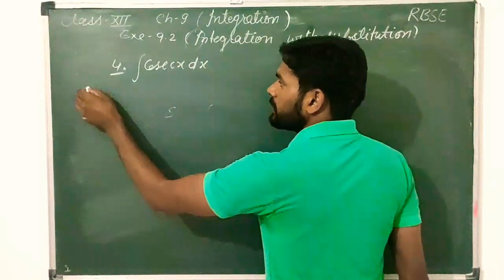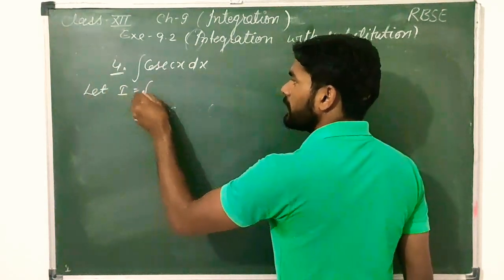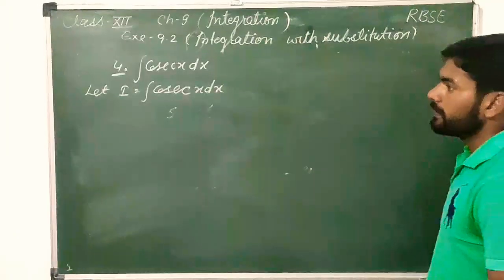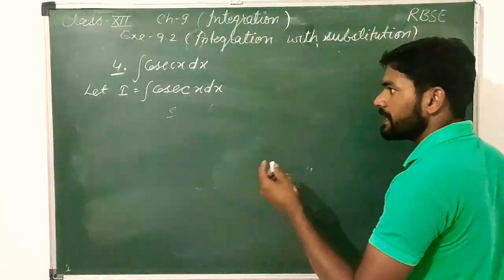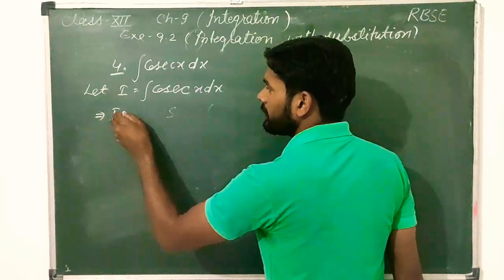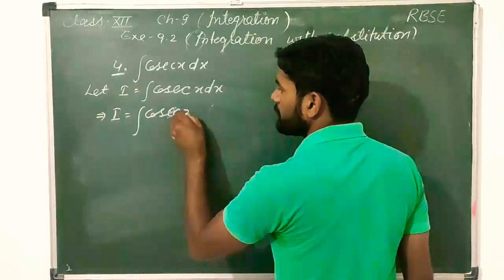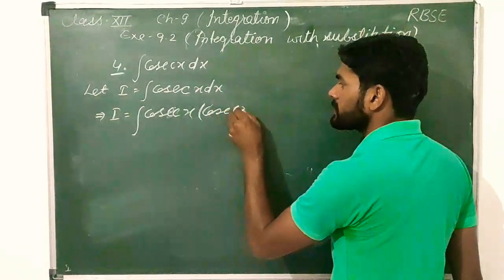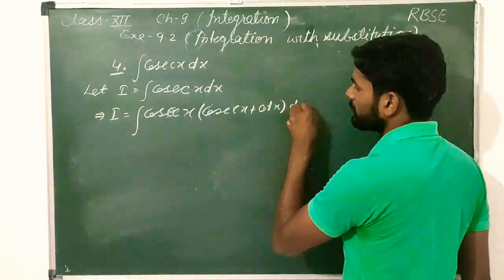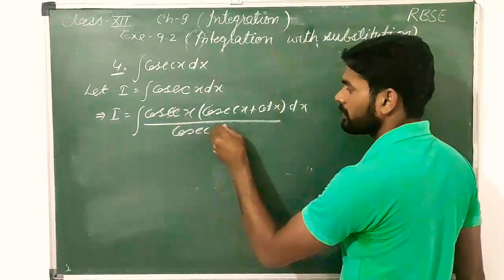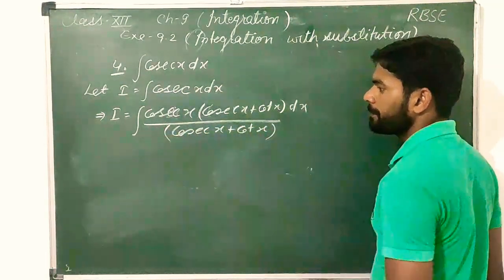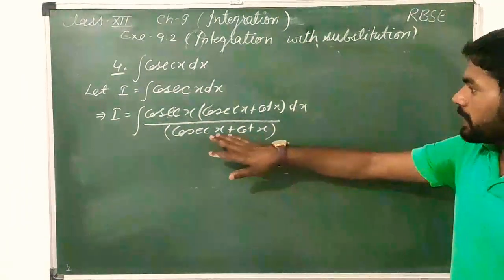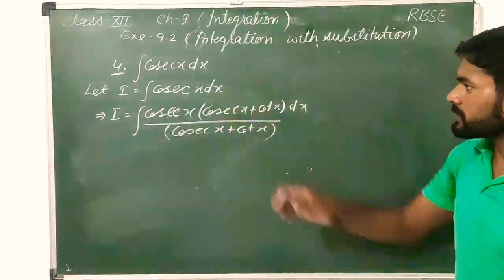It is an integration, so assume I is equal to integration of cosec x dx, and again the same process. I am multiplying this step by cosec x plus cot x, and dividing by cosec x plus cot x. And now consider that it is equal to t, because the differentiation of this one is equal to this one. So let's open this also.